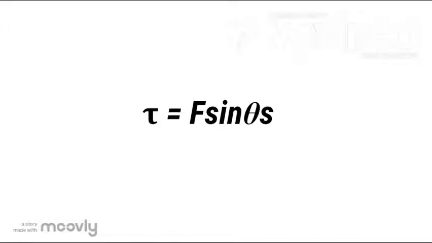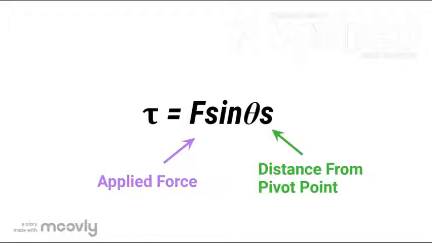Now that we know that force and the distance from the pivot point make up torque, we can come up with an equation. We have torque on one side, and then we recognize F to be the applied force, and S represents the distance from the pivot point. But what is the sine theta? Well, theta represents the angle at which the force was applied relative to the horizontal.